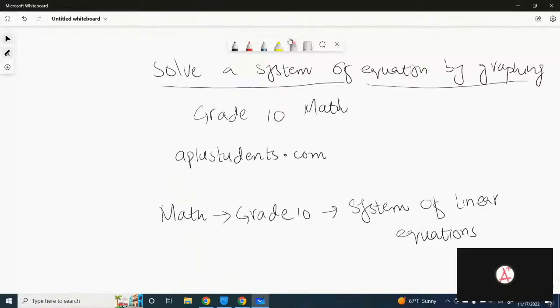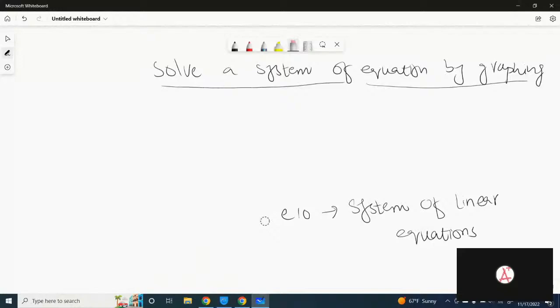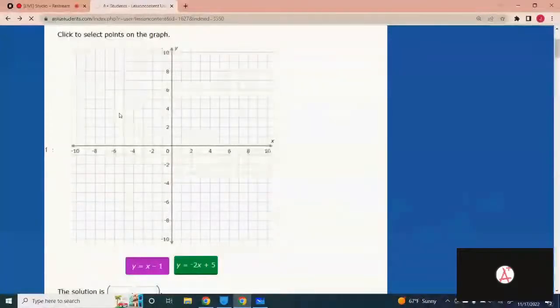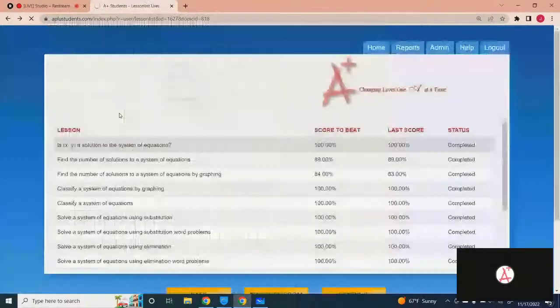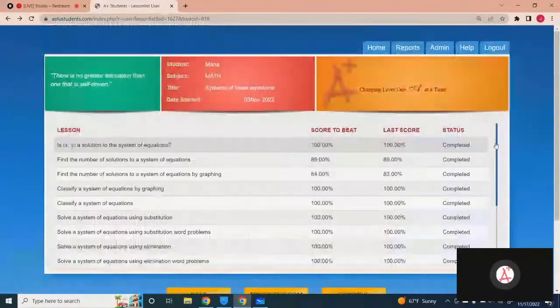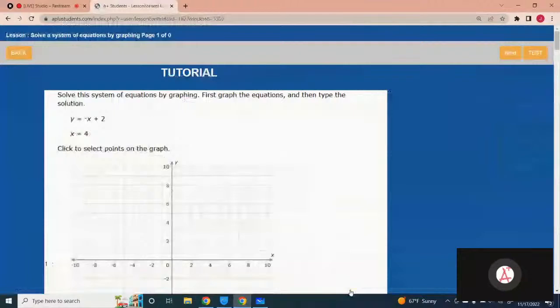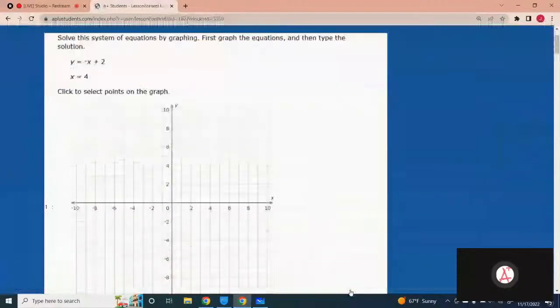Let's start with the topic solve a system of equations by graphing. Okay, so the topic is here: solve a system of equations by graphing. Let's start with the first one. Solve the system of equations by graphing. First graph the equations and then type the solution.